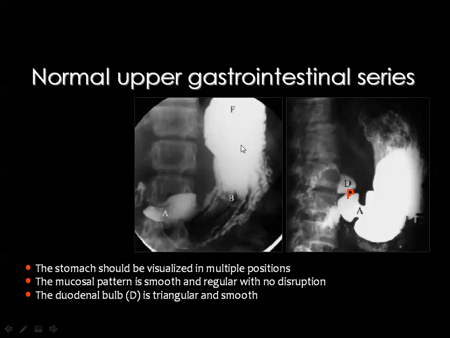Then here you see the fundus is full of barium, and here the fundus is full of air. Then the distal part of the body and the pylorus are here filled with air, and then they are filled with barium. This to diagnose filling defects, and this to diagnose ulcers.